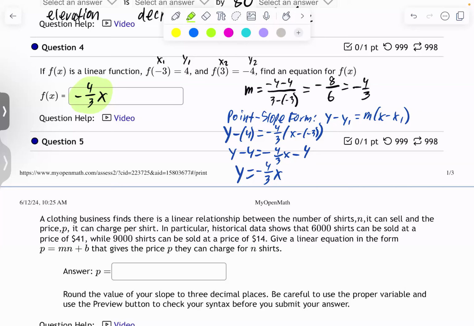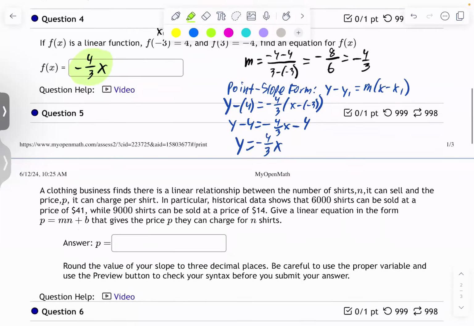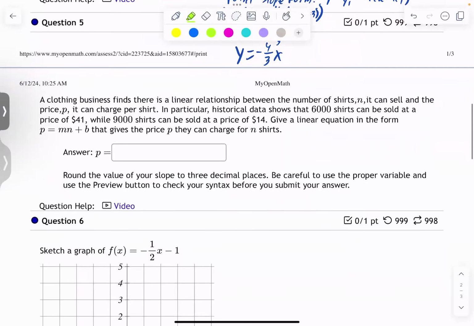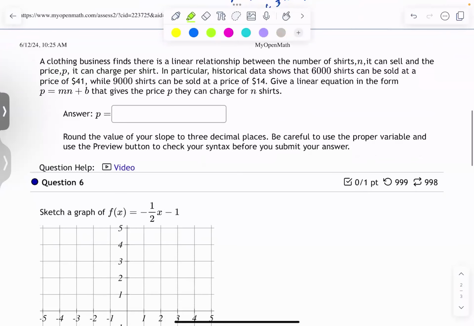To get to our next problem, question 5 is actually on the next page, so you'll need to flip down. Again, the PDF is a little awkward here. So a clothing business finds that there's a linear relationship between the number of shirts N it can sell and the price P it can charge per shirt. In particular, historical data shows that 6,000 shirts can be sold at a price of $41, while 9,000 shirts can be sold at a price of $14.